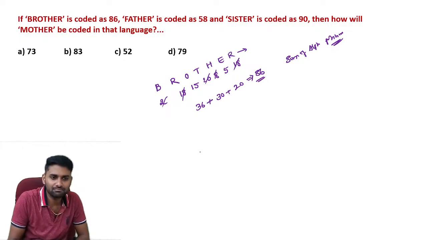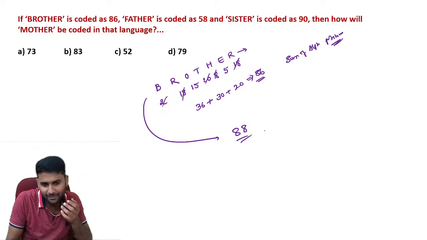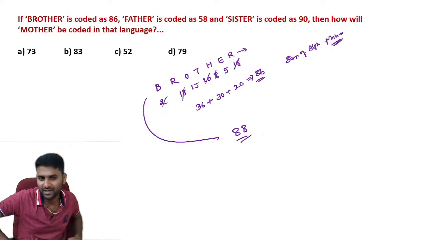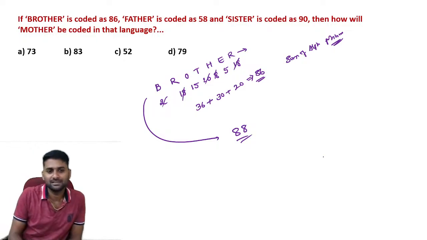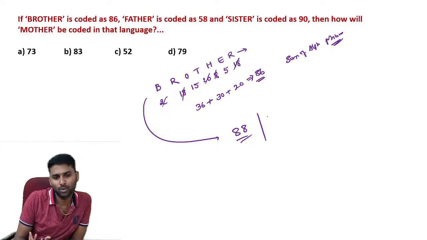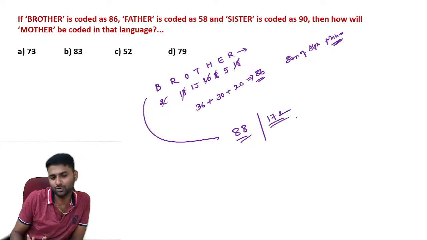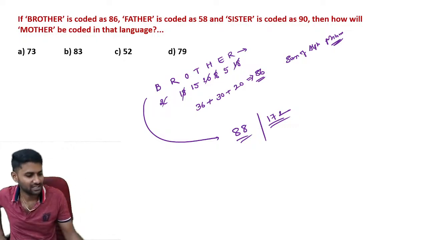But I will go through different numbers again. You understand the logic here, sum of alphabetical position. Guys, sometimes brother is coded as, let's take it this way, 88. I'm using this number instead of 86. If it is given as 88, what is your answer? Sometimes it may be another number, let me think, 172. Now you guys help me out. If brother is coded as 86, you understand that it is the sum of alphabetical position.